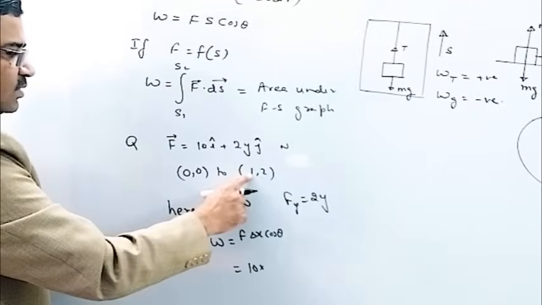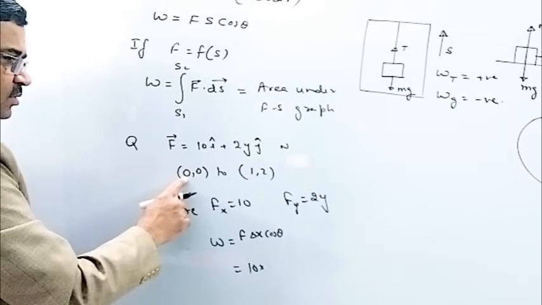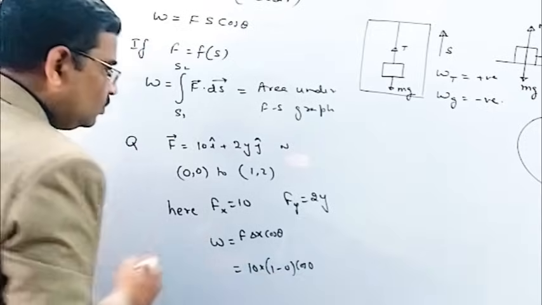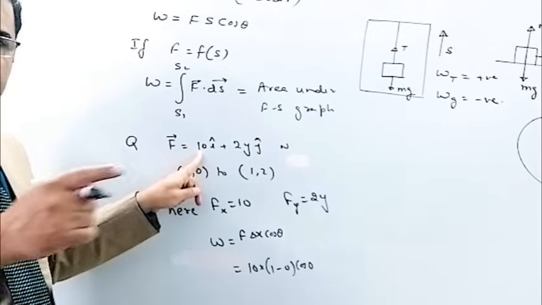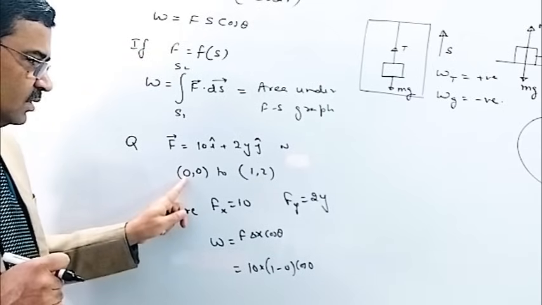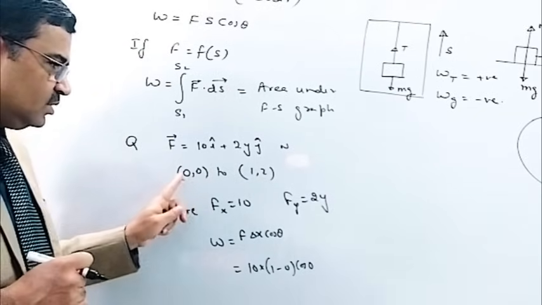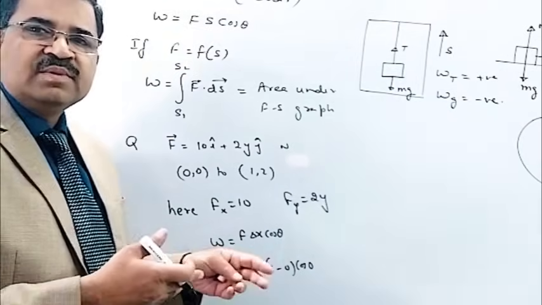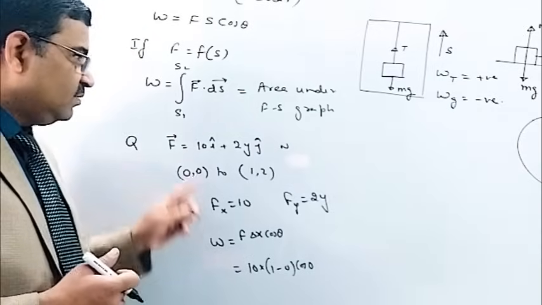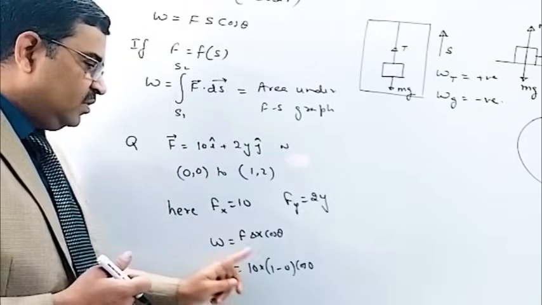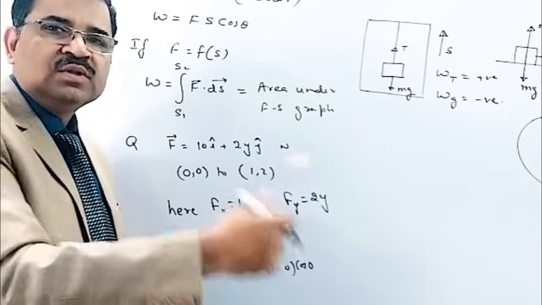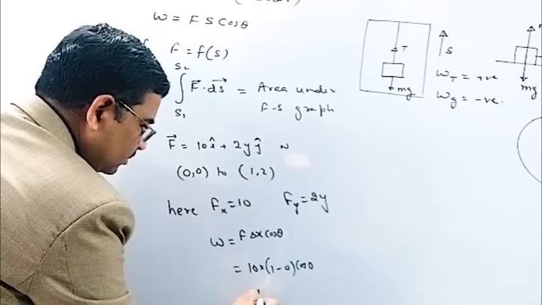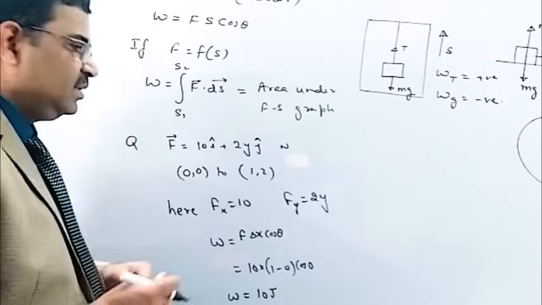Now final x coordinate is 1 and initial x coordinate is 0. So 1 minus 0 and cos 0. Because the force is acting along positive x-axis, and if you see the body is also displaced along positive x-axis because its x coordinate is increasing. So along x-axis it has a displacement towards positive x-axis. That is why the force is towards positive x-axis, whereas displacement along x-axis is also towards positive x-axis. So their mutual angle is 0 and cos 0 is 1. So this becomes 10 joule. This is the work done by the x component.